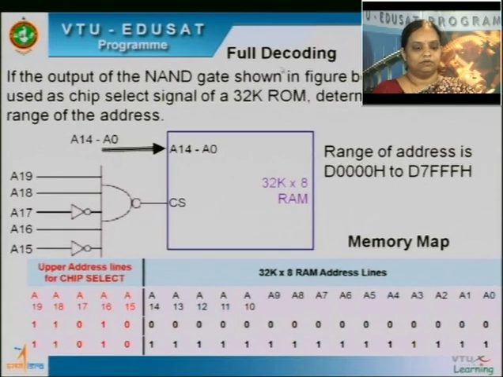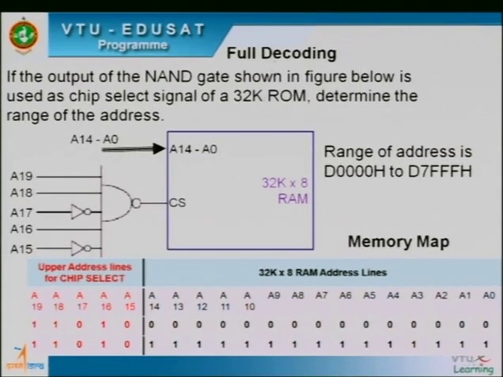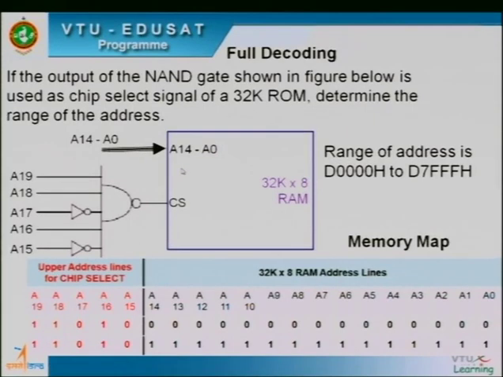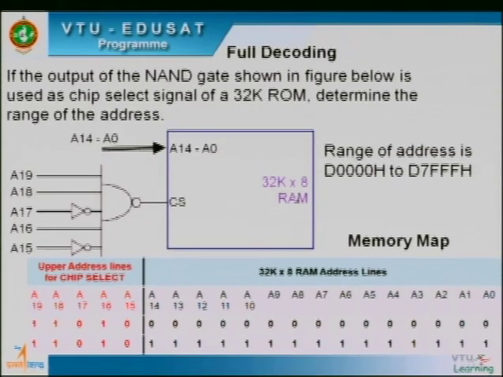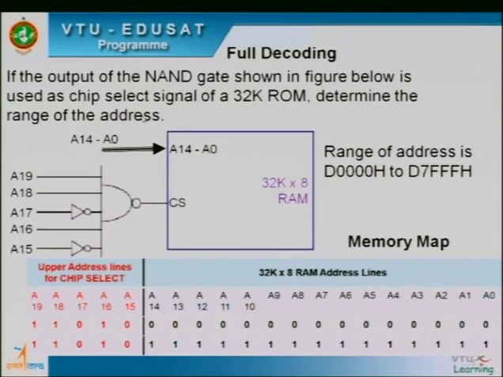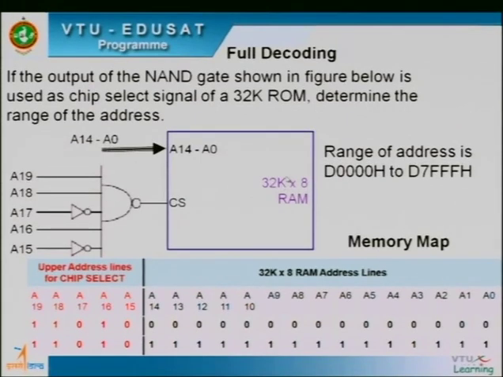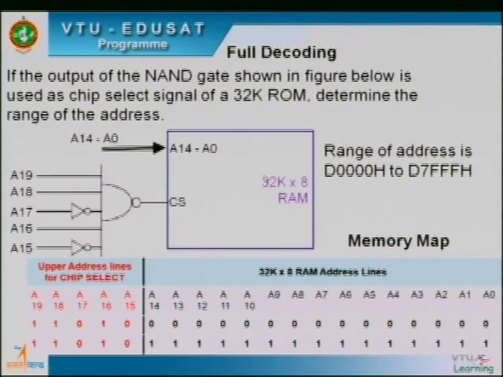So this is an example of full decoding, and here in this example the interfacing circuitry is already given. We are supposed to find the range of the addresses. What is given? It's a 32K RAM, so it's 32K into 8 RAM. And as we know, 32K is 2 to the power 5 into 2 to the power 10, so totally 2 to the power 15, or 15 address lines are required.